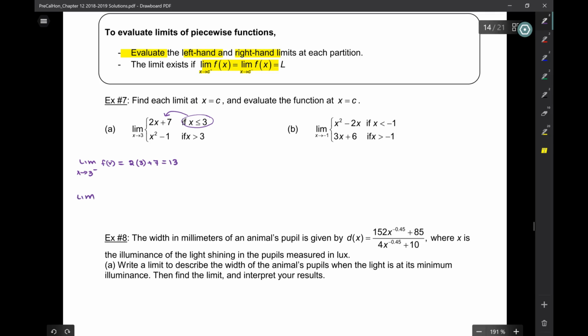Now the right-hand limit, as x approaches 3 from the positive side of f of x is equal to, now it's this one here, 3 squared minus 1, that is equal to 8. Because these are not the same, we say the limit of f of x as x approaches 3 does not exist.